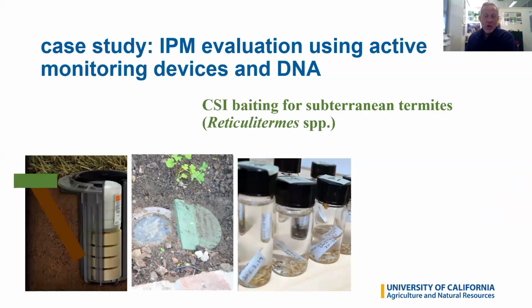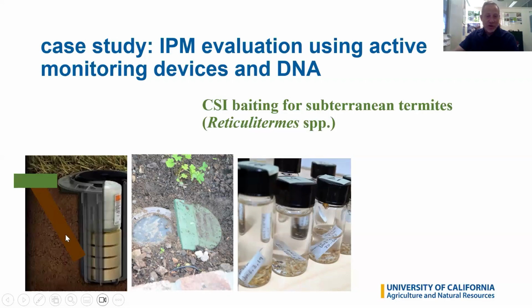Here's another case study where we're using monitoring devices to collect specimens of our pest species and use those specimens as vouchers and in order to evaluate our program. So this is a case where we were baiting for Reticulotermes subterranean termites, and we utilized a wood monitoring station right next to our bait station. So here's the bait station. Here's our wood monitoring stake that we installed in contact with our bait stations. And we could check these monitoring stations without bothering our baits.